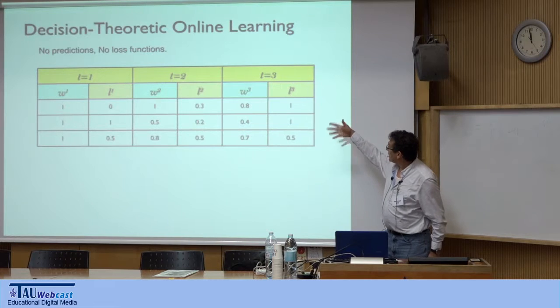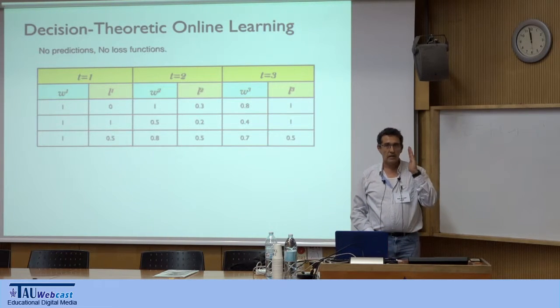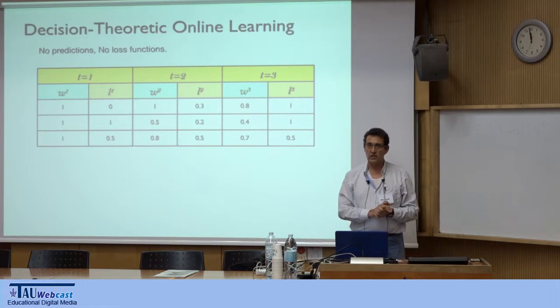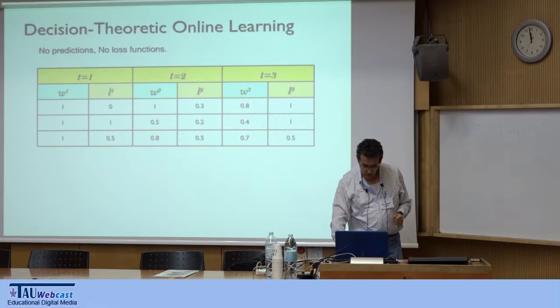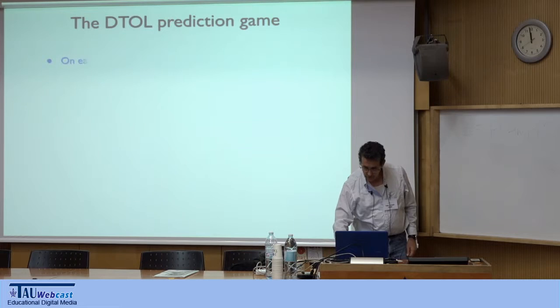Okay, so basically this iterates. Right? So the only thing that happens is the master puts a weight vector and the loss vector is revealed by nature. And then you take the dot product. Okay, so here is a more formal description.